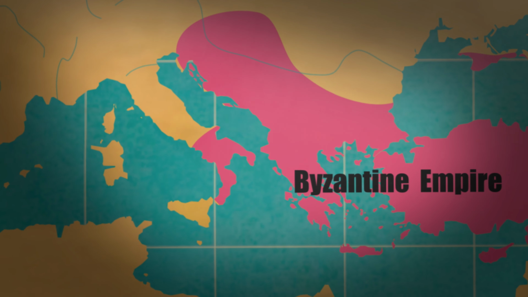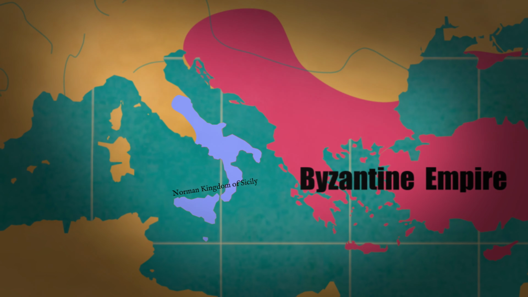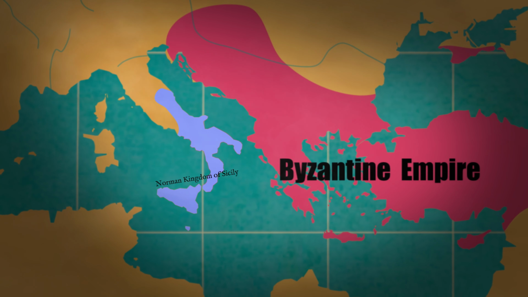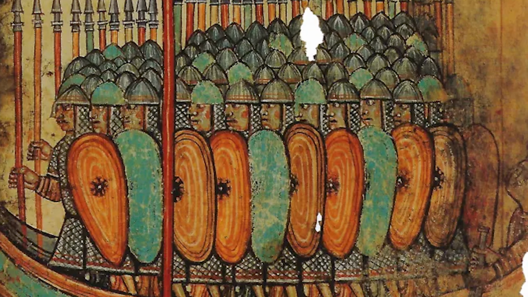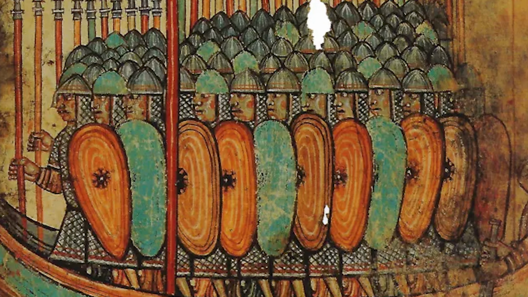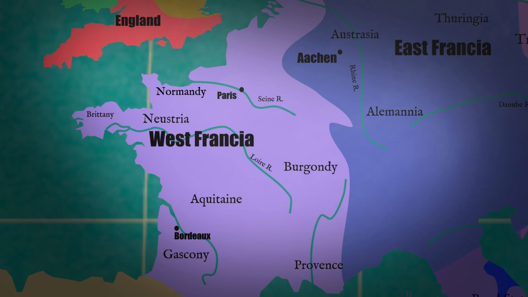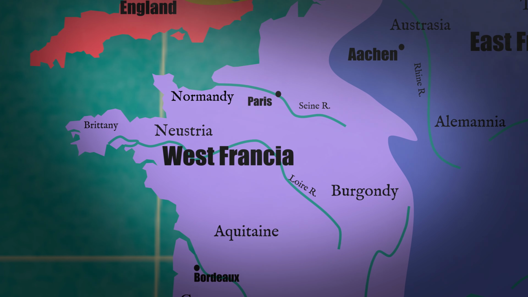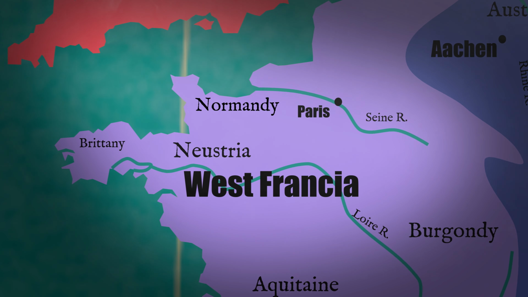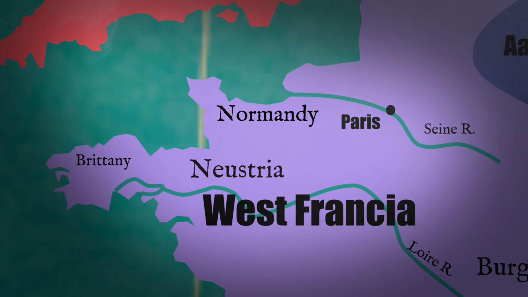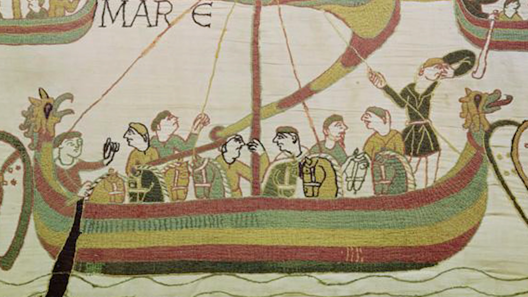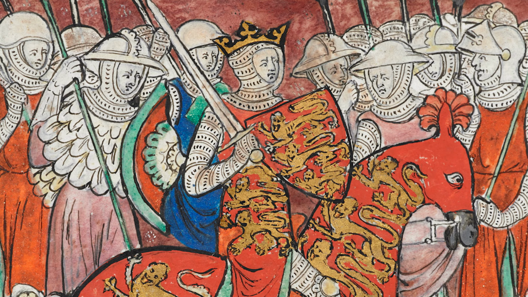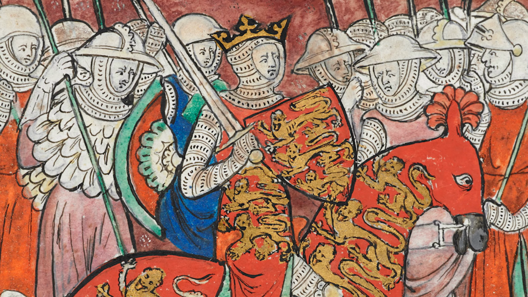To the west of the Byzantines, the Normans conquered and established a new kingdom consisting of southern Italy and Sicily. As we saw in our last video, the Normans, originally Norse raiders from Scandinavia, had established themselves in northwest Francia in the early 10th century, giving the land their name, Normandy, for Norsemen. In the 11th century, the Normans expanded much further. In 1066, William the Conqueror captured England and established himself as king.